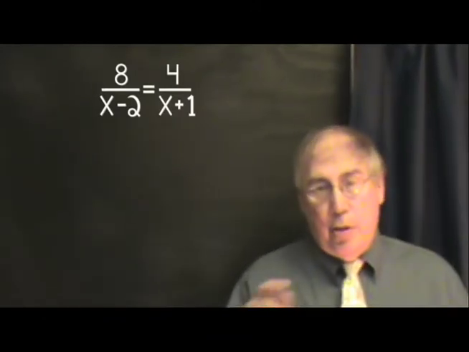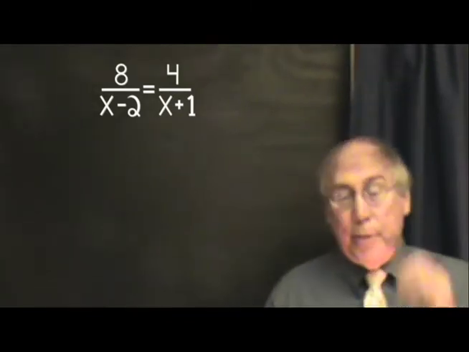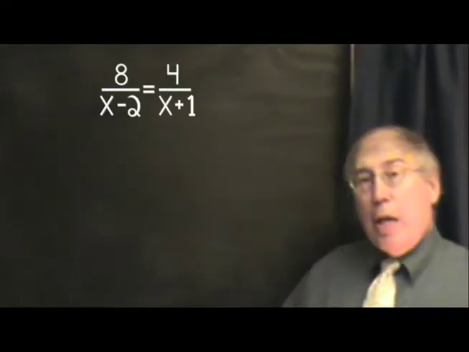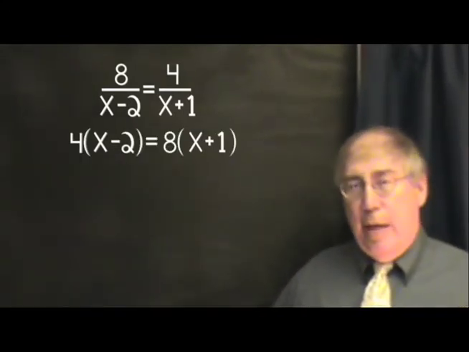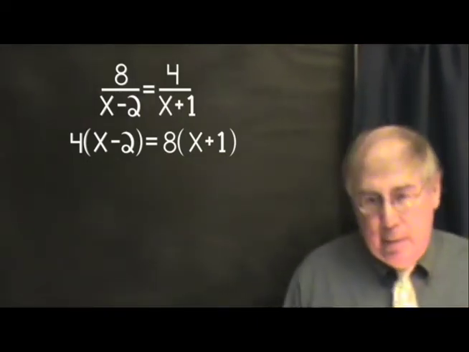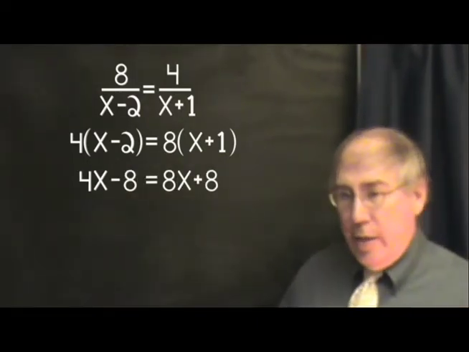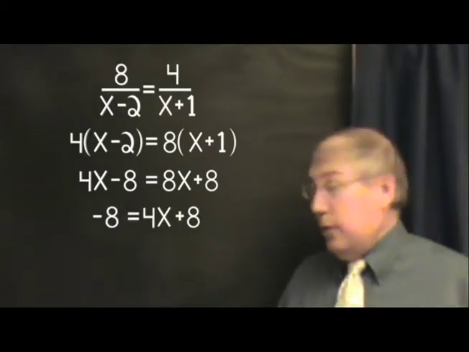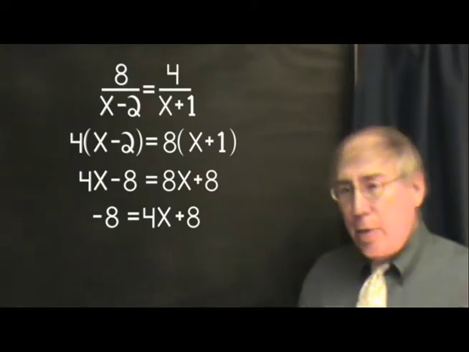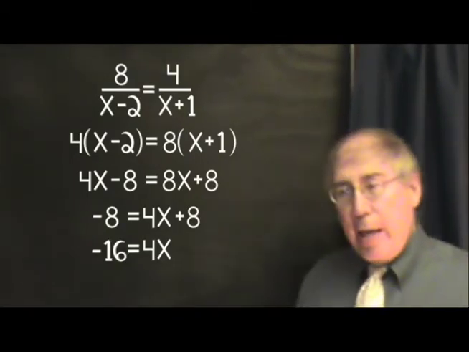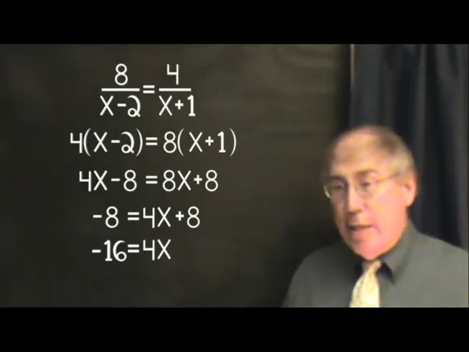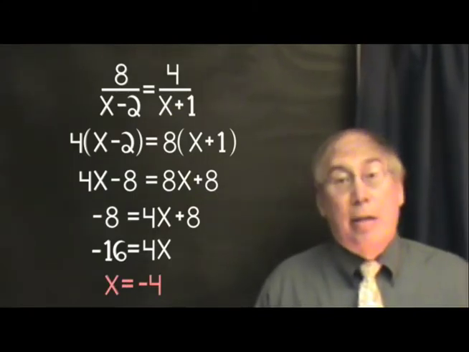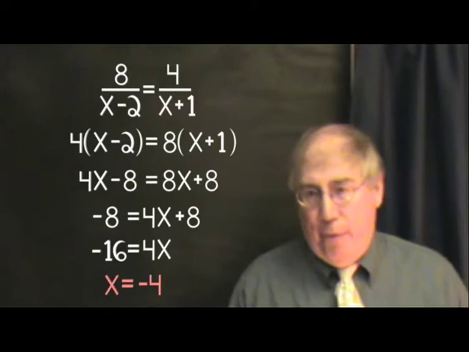Here, cross multiply, 8 times the x plus 1 and 4 times the x minus 2. So on both sides of this problem you're going to have to do the distributive property, work that all out, and you're left with this here. Now let's subtract a 4x from both sides, get rid of the 4x on the left hand side. And then now let's subtract 8 from both sides, get rid of the 8 on the right hand side, and so you get negative 16 equals 4x. Divide the 4 into the negative 16 and you'll get a negative 4.